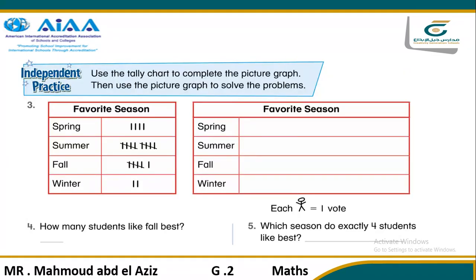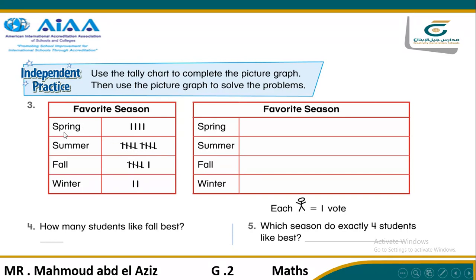So, dear students, with our first question here, use a tally chart to complete the picture graphs and use a picture graph to solve the problems. Here in the tally chart, the first one is spring. We have here 4. That's number 4. And you know before, if we have 5, we will put them in one group together. So here we have 5 and another 5 in summer. So it's what? 10. Excellent.